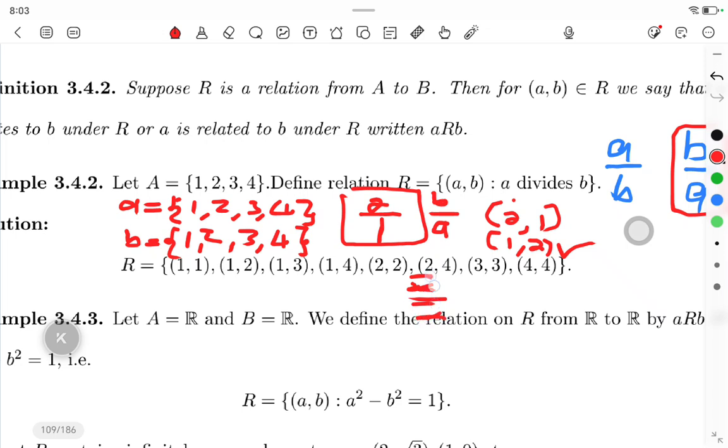Let me try to wipe this screen. I think it's oily. I can't write.